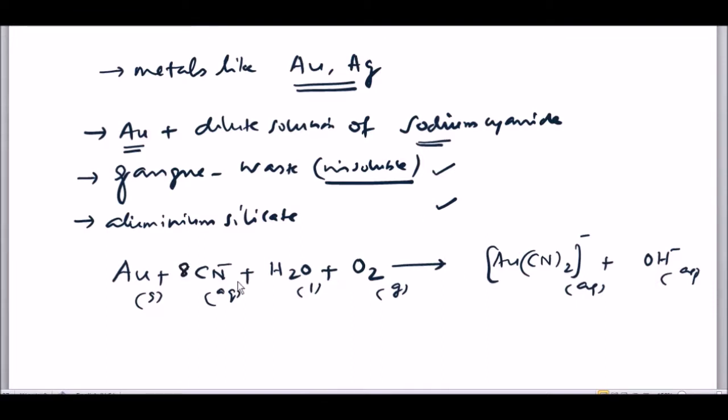In order to balance this equation, we should take 8 times CN, which means it is to be multiplied by 4, so 4 times Au, H2O must be 2 times, and we write 4 times OH. Okay, and this is the balanced equation. Cyanide leaching can be employed for silver also.